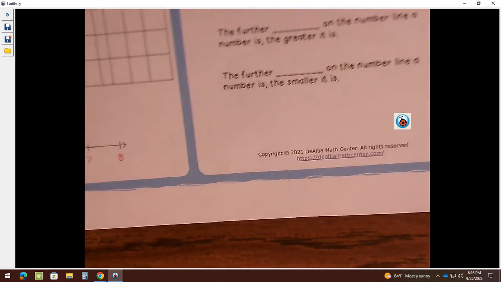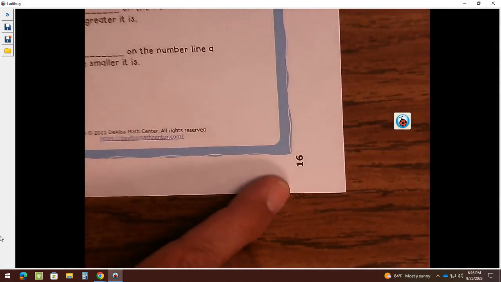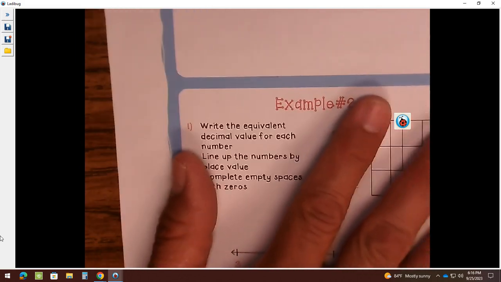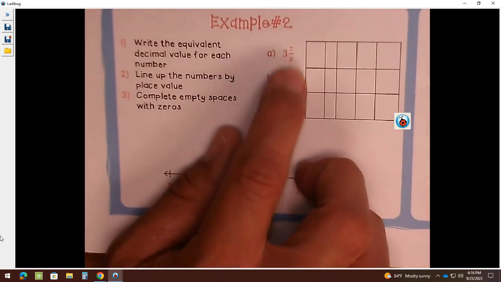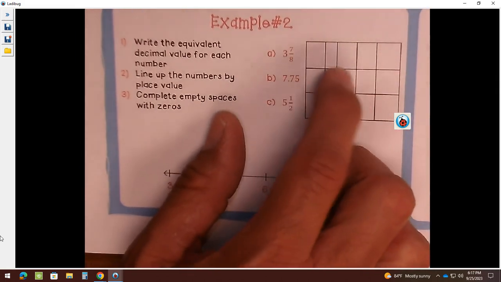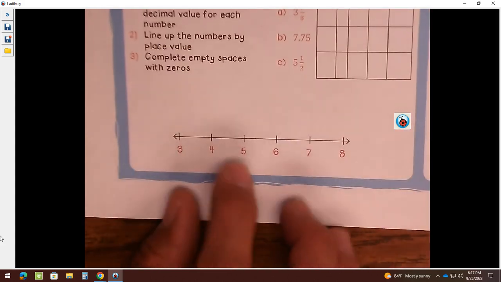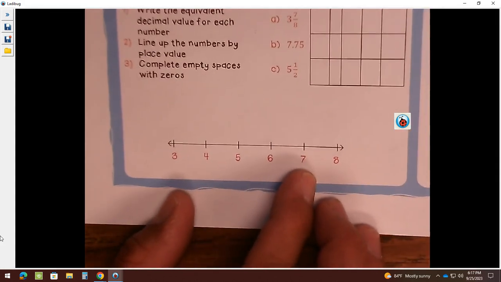This is, of course, page 16. If you notice page 16 right there. Your job today is to change all these to decimals, place them on our money table, and graph them on the number line. Okay?